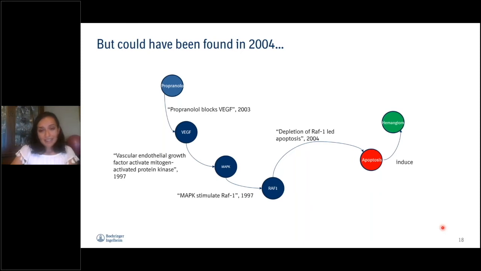So if we had just linked all the little information extracted from papers or other data sources, we could see that there was a link between propranolol and hemangioma, and the latest date was 2004, but the link between propranolol and hemangioma was published in 2008. So this was one example.